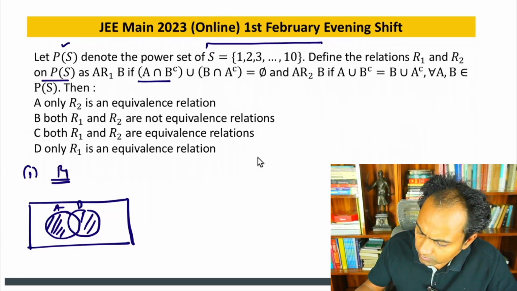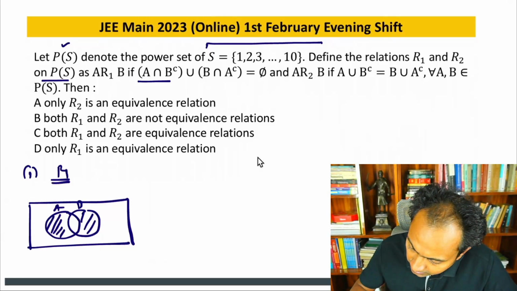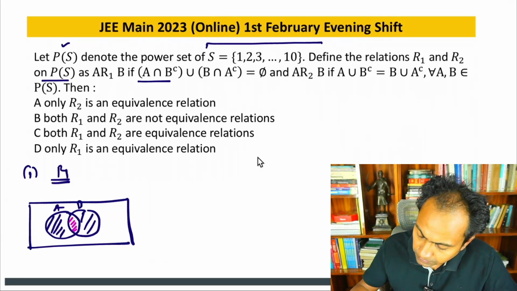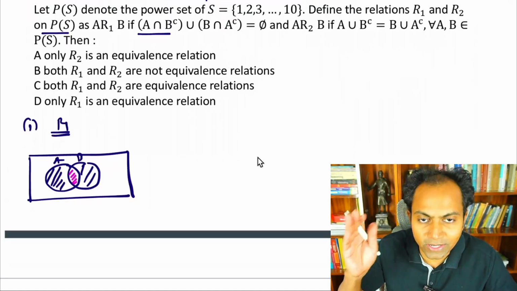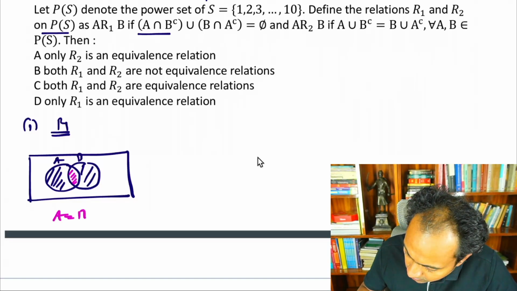Union, if I take, is equal to null set, that would mean there is no element here. So if I want to put any element, it will come here. That will essentially mean every element that A will have, B will also have. So essentially A is equal to B.